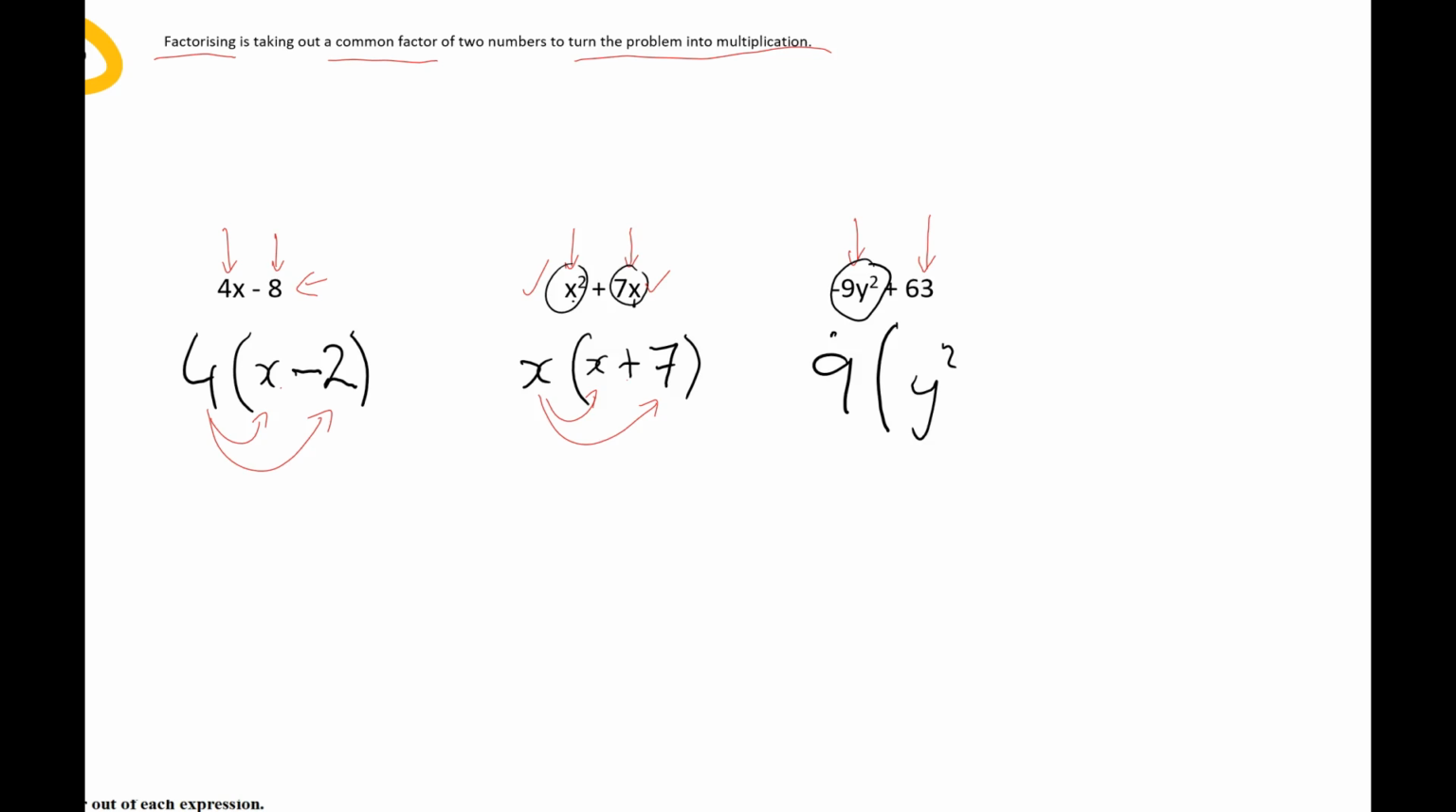But I want negative 9y squared. So what I could do is make that negative y squared. So 9 times negative y squared is going to be negative 9y squared. And we have our plus, and then 9 times 7 is 63. Let's check this out. 9 times negative y squared is negative 9y squared. 9 times 7 is 63. That's correct.